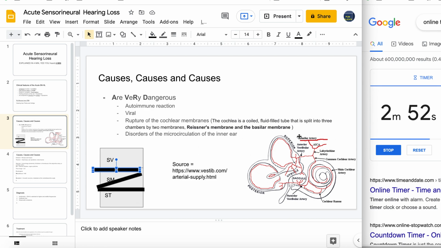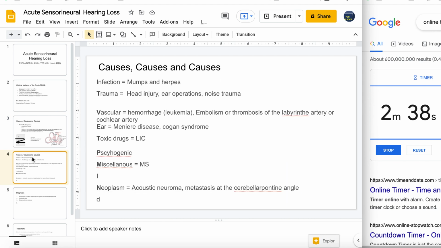And disorders in the microcirculation, being that we have the basilar artery, you have the ICA giving a branch, which can then give the labyrinthine artery, it then branching out into the common cochlear and anterior vestibular artery. So any sort of thrombus in this can then lead to a big problem.